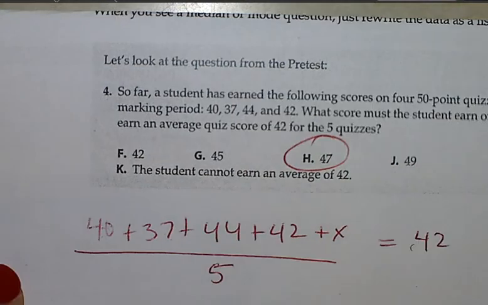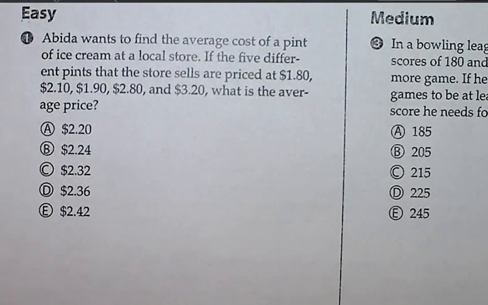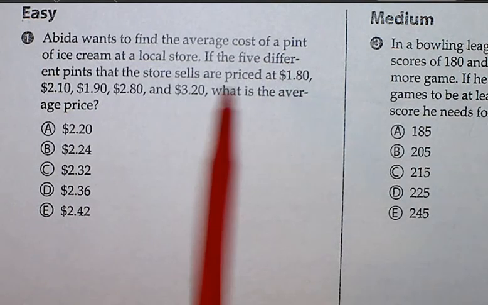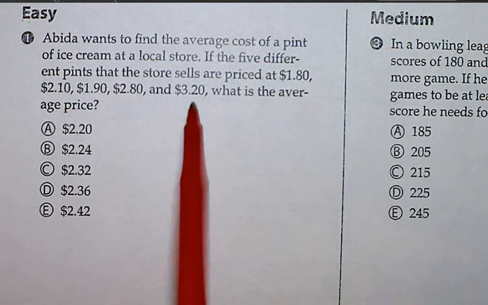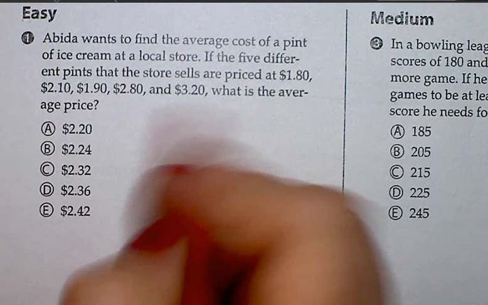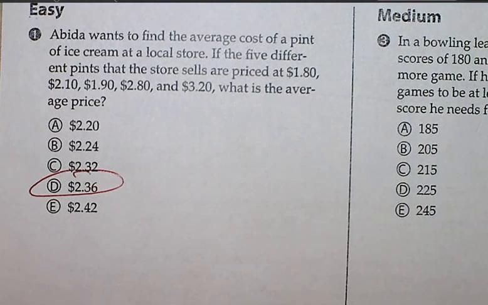Okay, flip to the back side. Now, for some of these problems, I'm not going to take time to show them if I think that they're fairly elementary. So you want to find the average cost of a pint of ice cream at a local store, and it gives you 5 different pints and what the store price is for each one. So to find the average price, you simply add up all 5, divide by 5, and the correct answer is $2.36. Raise your hand if you got that answer.